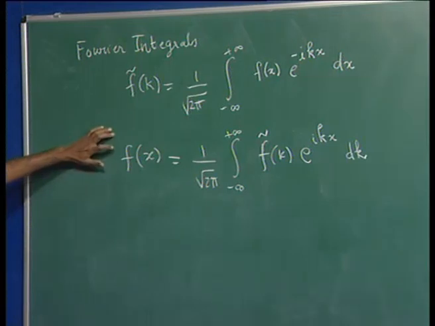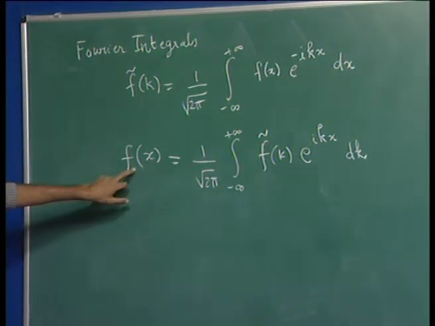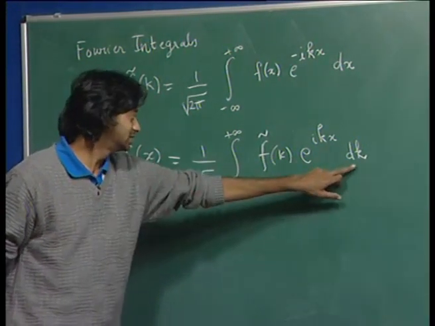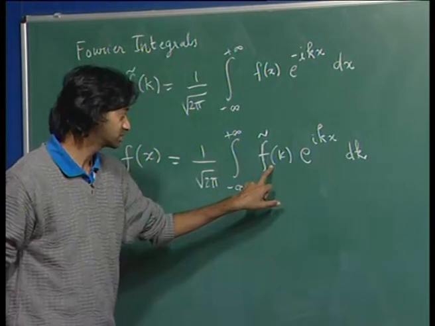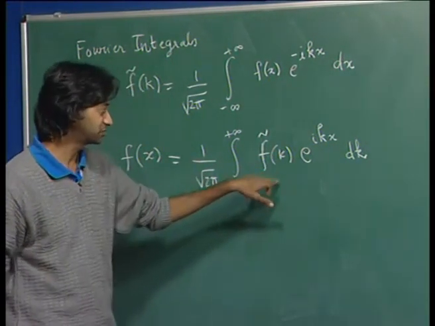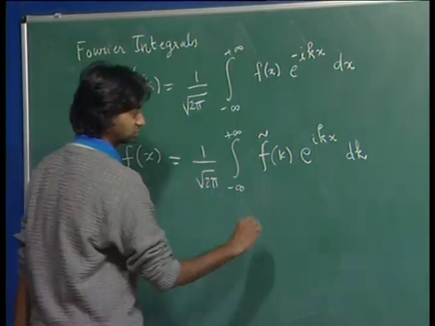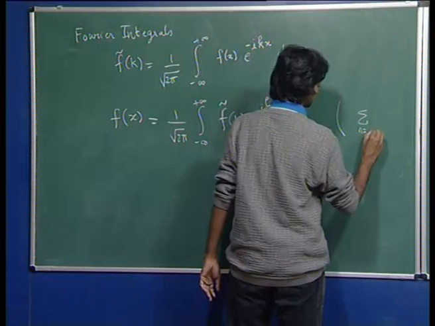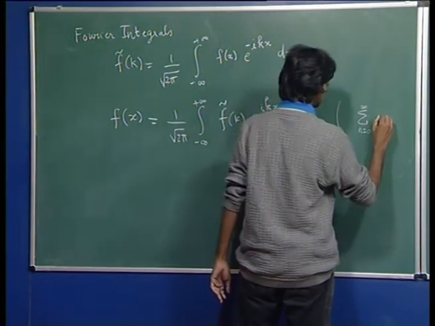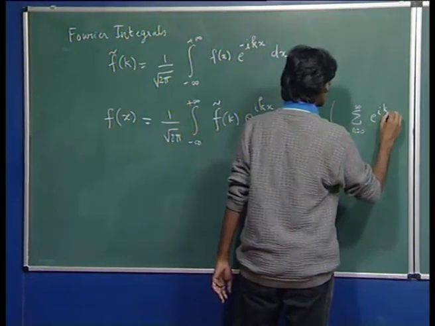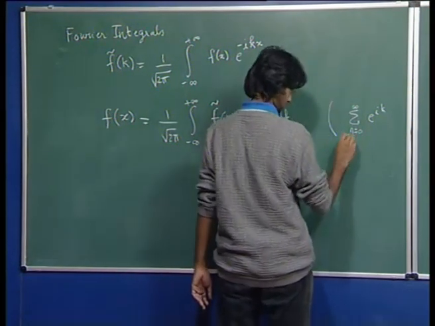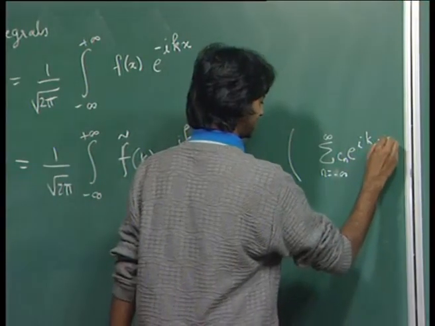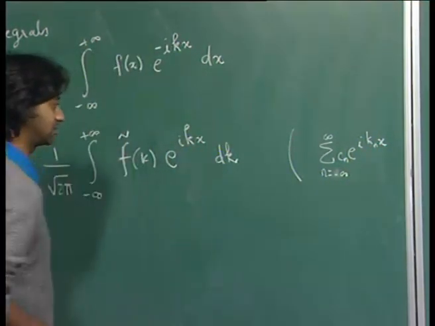So let's look at this. You write f of x as an integral over dk of f tilde of k, where f tilde of k is like the coefficient of e to the i k x. You should compare this with the sum over n from minus infinity to infinity of c n e to the i k n x. So you should compare it with this.